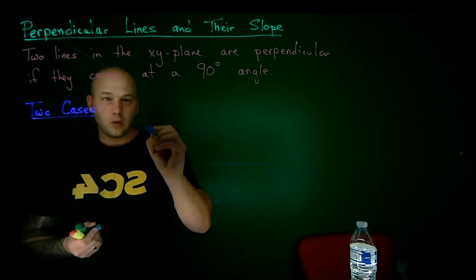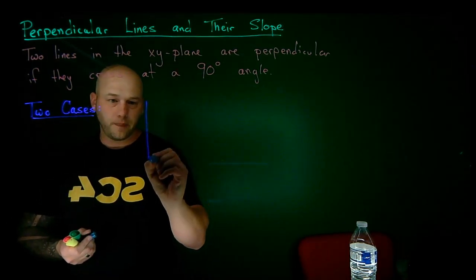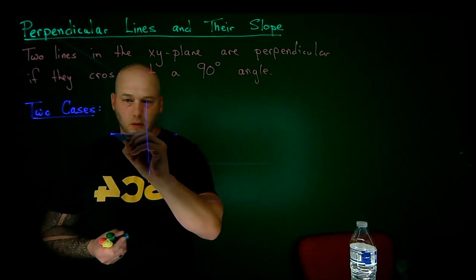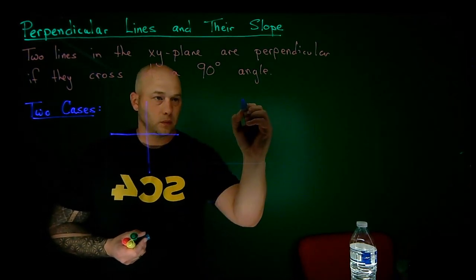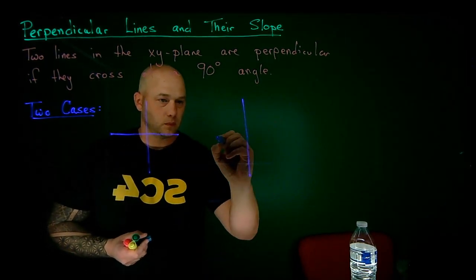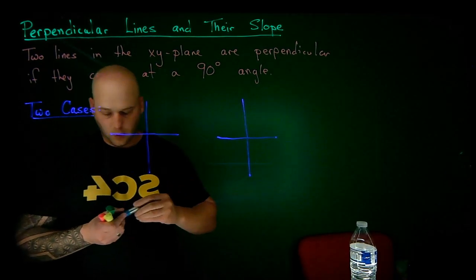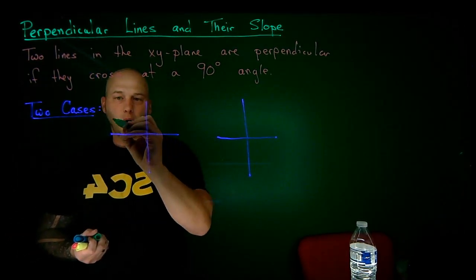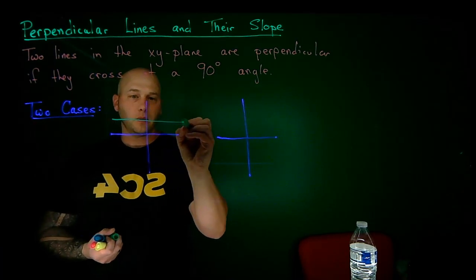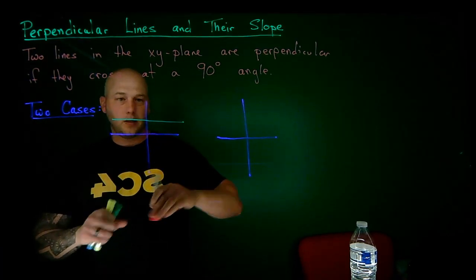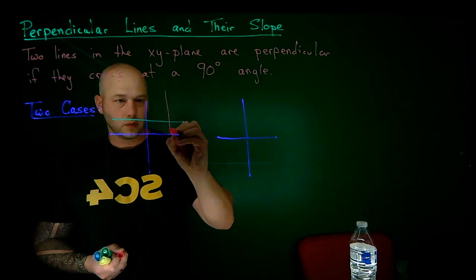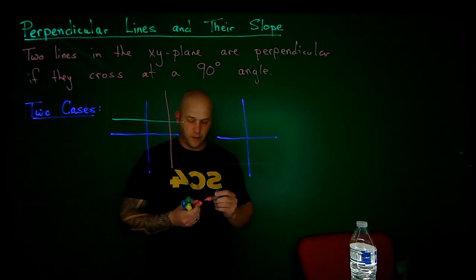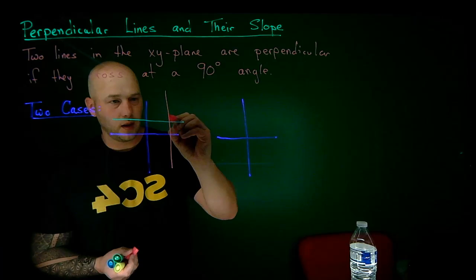Okay, so two cases that I want to take a look at. Well, the only two cases. One situation is you could have a horizontal line and a vertical line. And of course they do cross at a 90-degree angle.